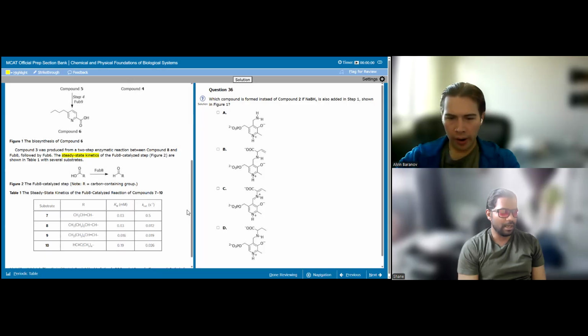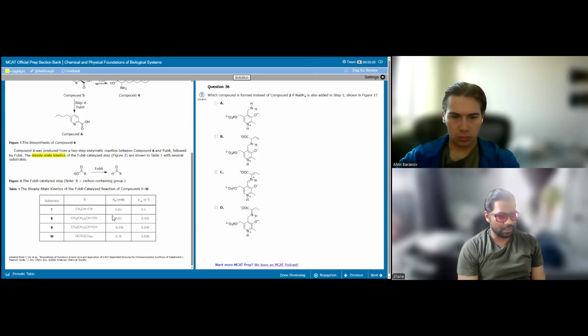So we see this carboxylic acid, FUB8 turns it into this aldehyde, which means that we are reducing it, right? So this is a redox. Steady state kinetics of the FUB8 catalyzed reaction of compound 7 through 10. Okay, so alkene can give you this Km value, this Kcat value.